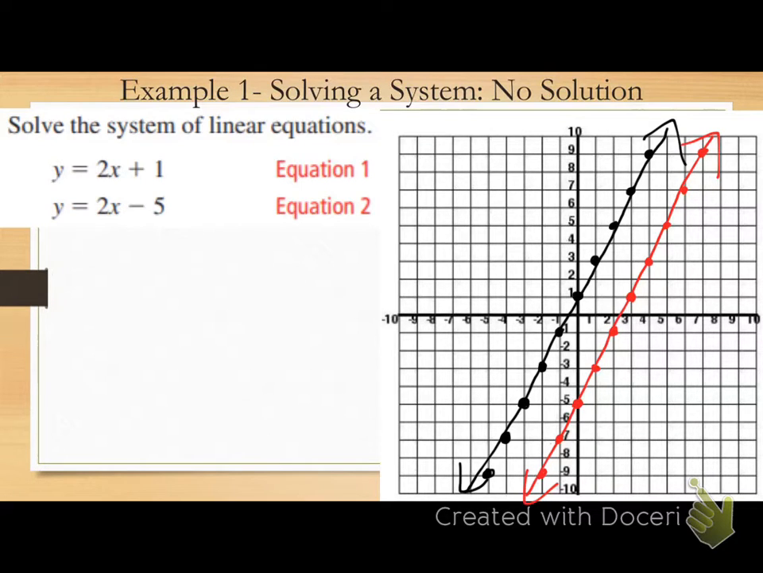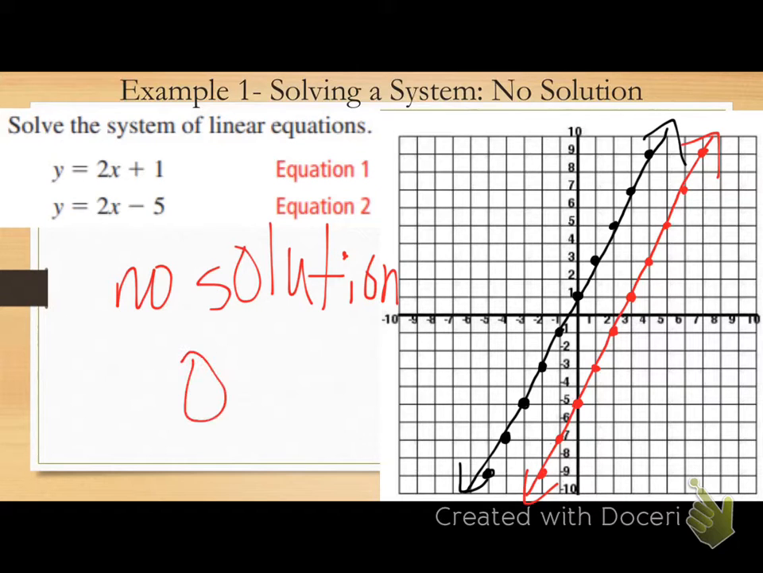What do I notice about these two lines? They're parallel. They will never intersect. So if I'm looking for the point of intersection, they're never going to intersect. What's my answer? No solution. You can write out no solution, or you can use the no solution symbol. Everyone okay with that? Questions on that? Everyone okay looking at it graphically? Yes.